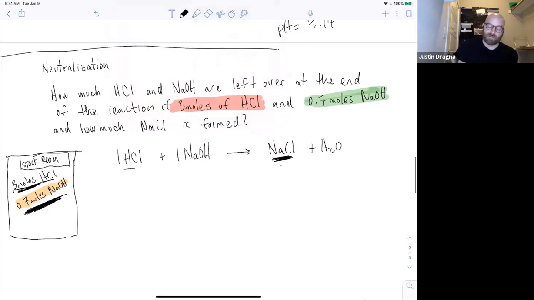So what I would do is I would go into my pantry, I'd get 0.7 moles of sodium hydroxide, and how much HCl would I get if I wanted to react that completely? Well, I would only need 0.7 moles, right? So then I would say, okay, well, if I left over in my pantry, I would have 2.3 moles of HCl. So I couldn't spend all my HCl.